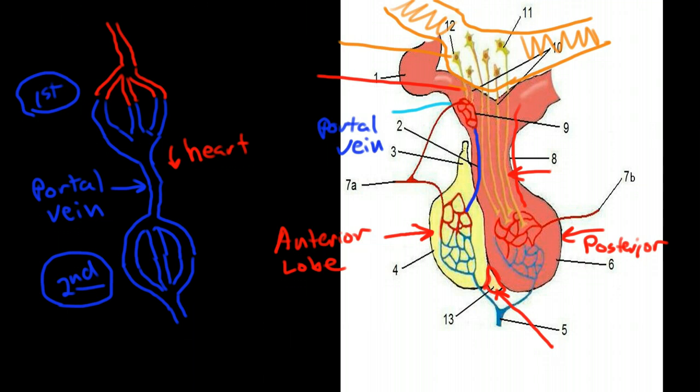And why do we have a portal vein here? Well, because we open back up into a second capillary bed. Why do we need a second capillary bed? Well, that is because it is the way that the anterior pituitary communicates with the hypothalamus. So what we have here is the hypothalamus is actually releasing hormones right next to this capillary bed, and the capillary bed is absorbing them.